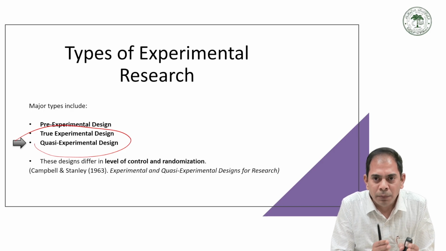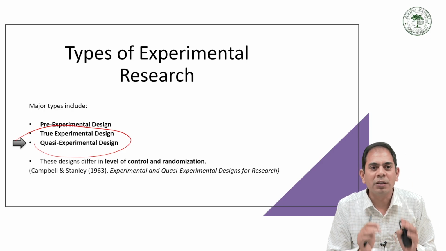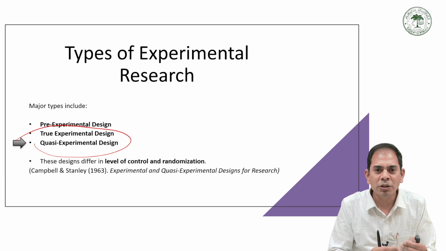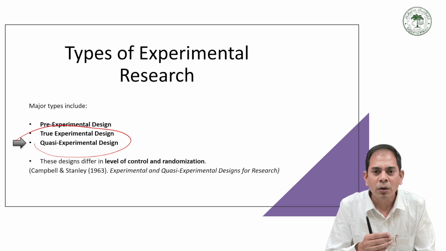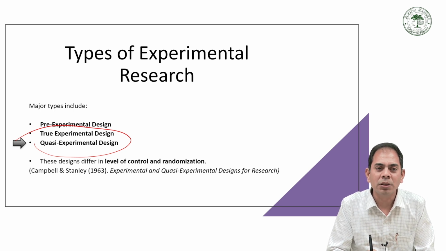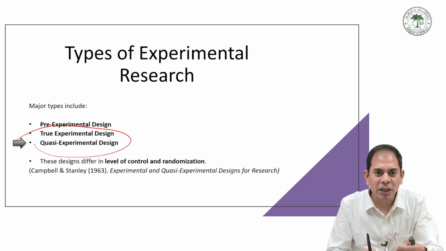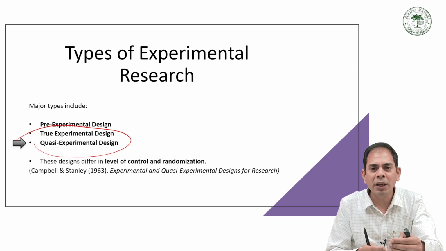Third is quasi-experimental research design. This lies between the pre-experimental and true experimental research design. It includes the manipulation of variable but lacks full randomization. For instance, using already existing groups like two different classes and applying the training program to one group.